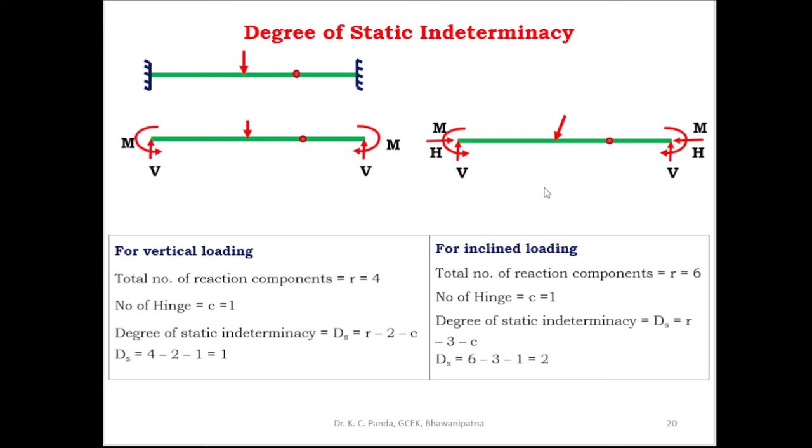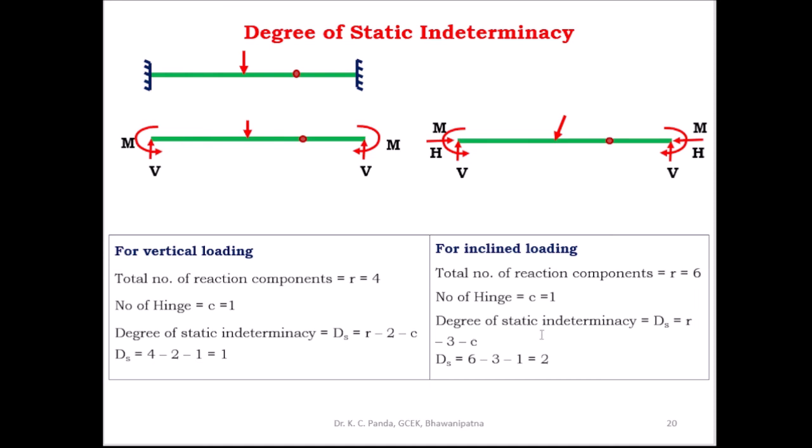Similarly, when the fixed beam with one internal hinge is subjected to inclined loading, in this case at both ends there is a horizontal reaction, a vertical reaction and moment. So the total number of reactions in this case is equal to 6, and the number of internal hinges is equal to 1. So c is equal to 1.